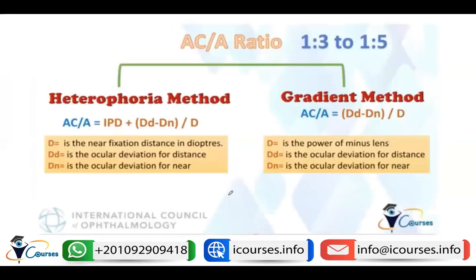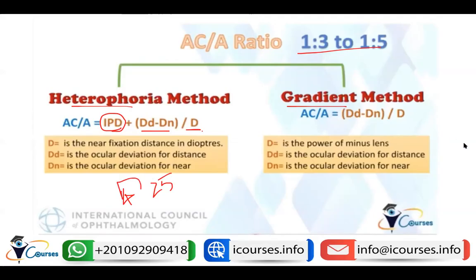So regarding the accommodative convergence to accommodation ratio, as we mentioned, this is 1 to 3 to 1 to 5. This can be measured by two methods. One is called the heterophoria method, and the other is called the gradient method. The heterophoria method can be calculated by adding the interpupillary distance to the difference between the ocular deviation for far minus the ocular deviation for near, divided by the near fixation distance in diopters, or the dioptric power of fixation. Let's say, for example, that the patient's maximum accommodation is 4 diopters as he fixes at 25 centimeters, or we have this test at 25 centimeters, so D will be equal to 4.